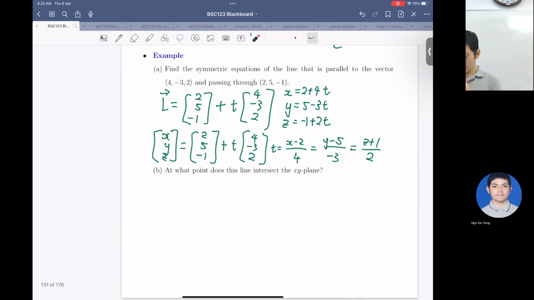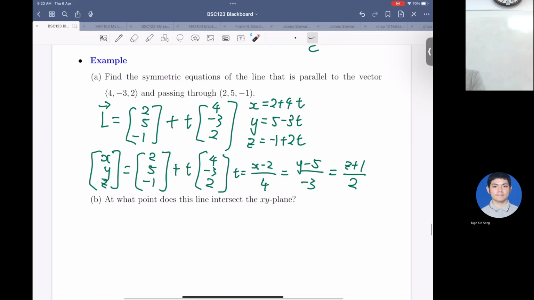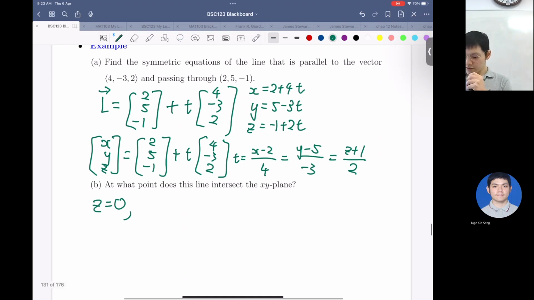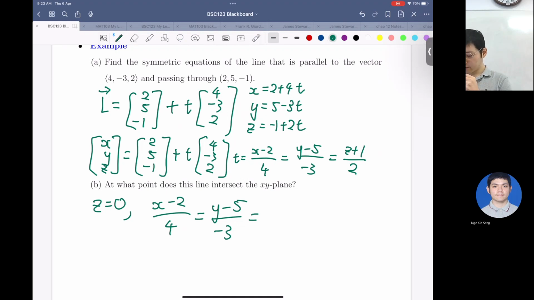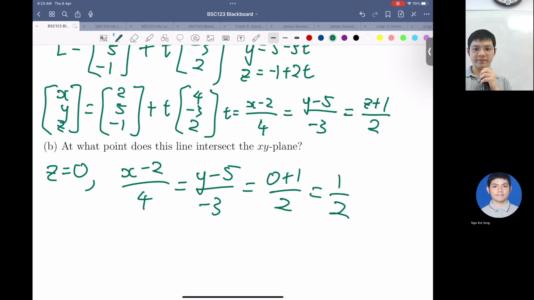Part B: at what point does this line intersect the xy plane? When you intersect the xy plane, what does it mean? z is equal to 0. So when you set z equals 0, this shows how useful the symmetric equation is, because when you have a condition on one of them, you get an effect on the rest. If you set z equals 0, you get a half. So you need to solve these two equations here.